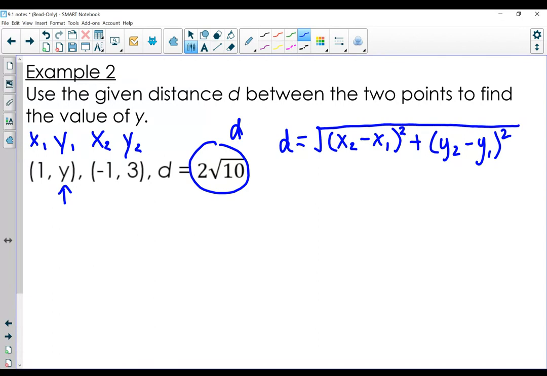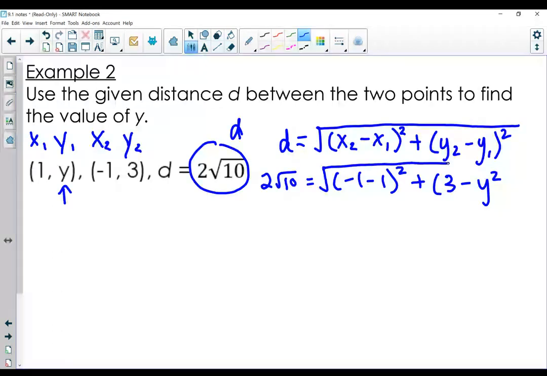I'm going to plug in everything I have. I'm going to substitute 2 square roots of 10 for D. Then I'll have the square root of negative 1 minus 1 squared plus 3 minus y squared. So now I have just one variable. I have to figure out how to solve that. In order to get to this variable, I'm going to have to get rid of that square root and move this stuff over and away from it. I'm going to either have to expand this binomial or take a square root. I'll have to do something. So I'm going to start by squaring both sides.